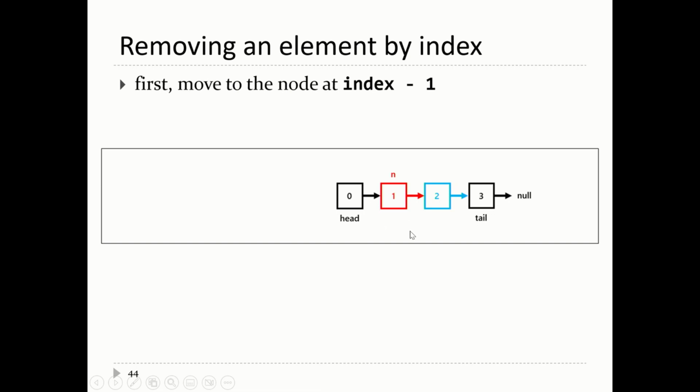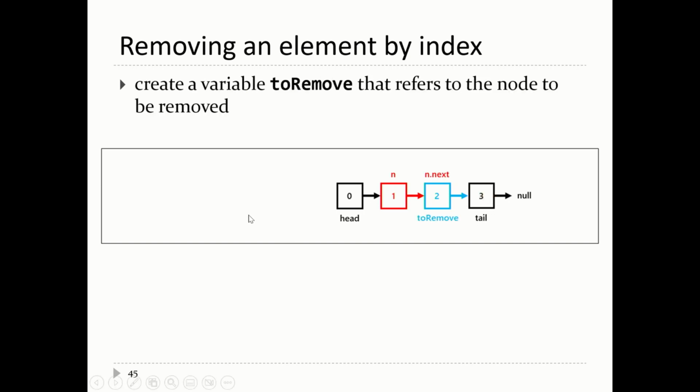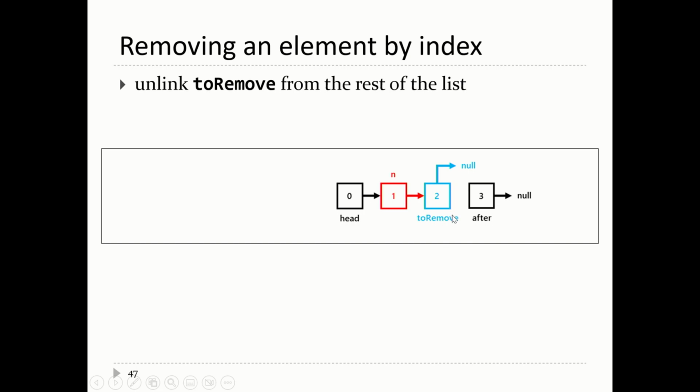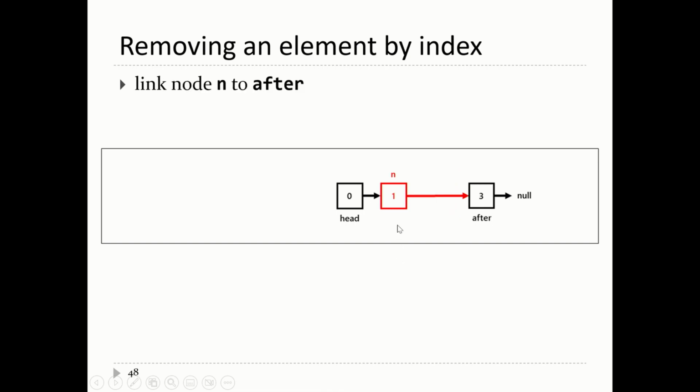I need to hook n up to the one after the node that we're removing. So I'm going to remember what toRemove is. That's just n.next. And then I'm going to find the node after that. So that's just toRemove.next or n.next.next. Both work. I'm going to unhook the node that I'm removing. So I'm going to set its next field to null. And then I'm going to take n.next and join it up to the node after the one we just removed.